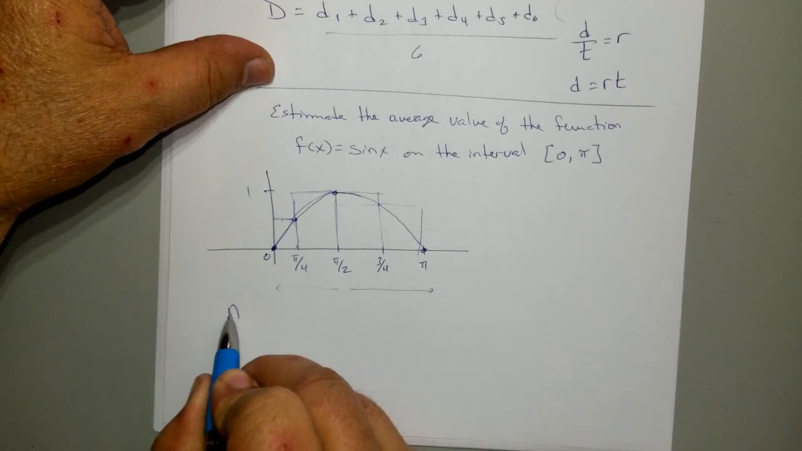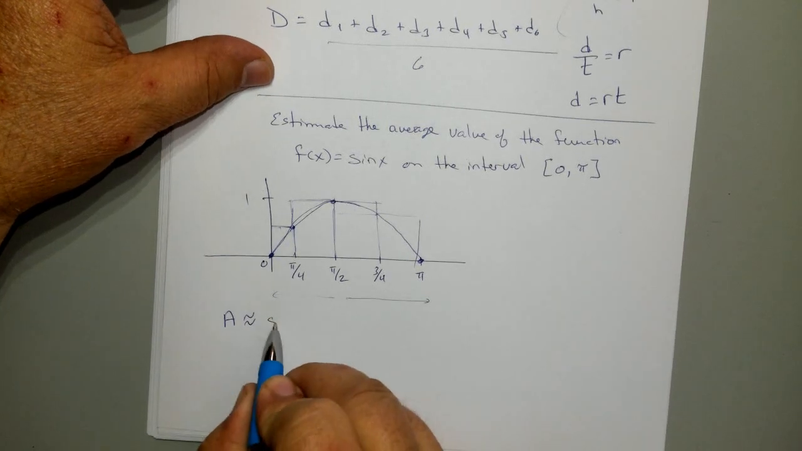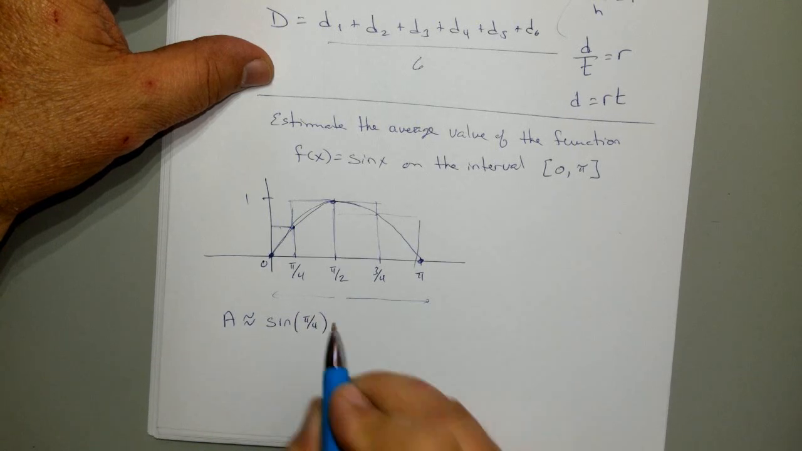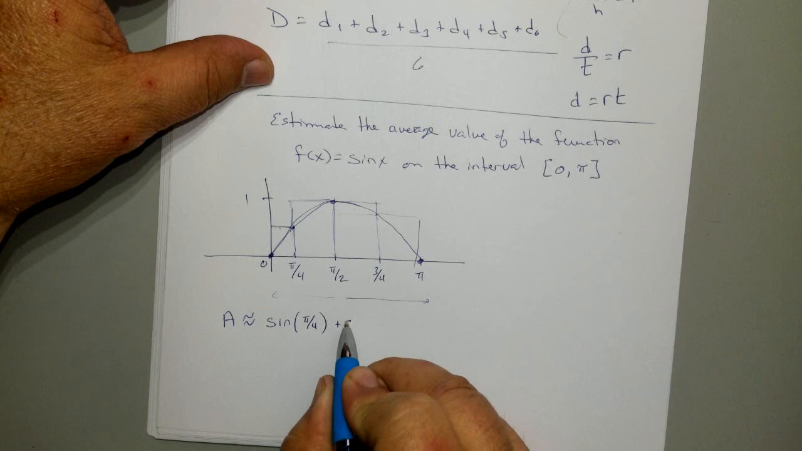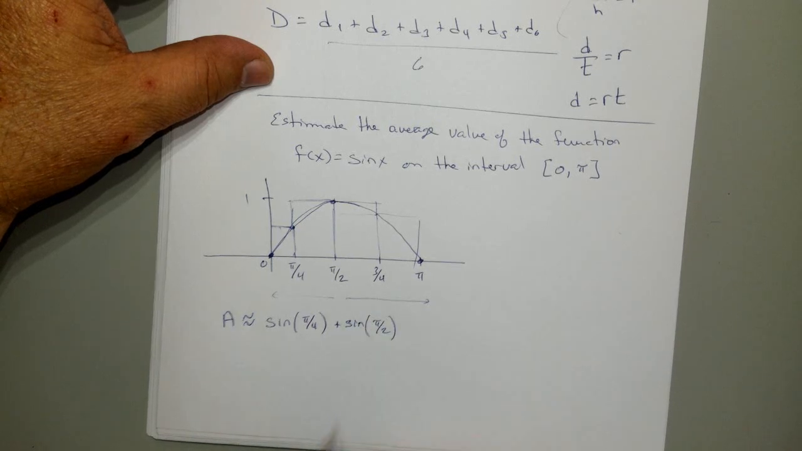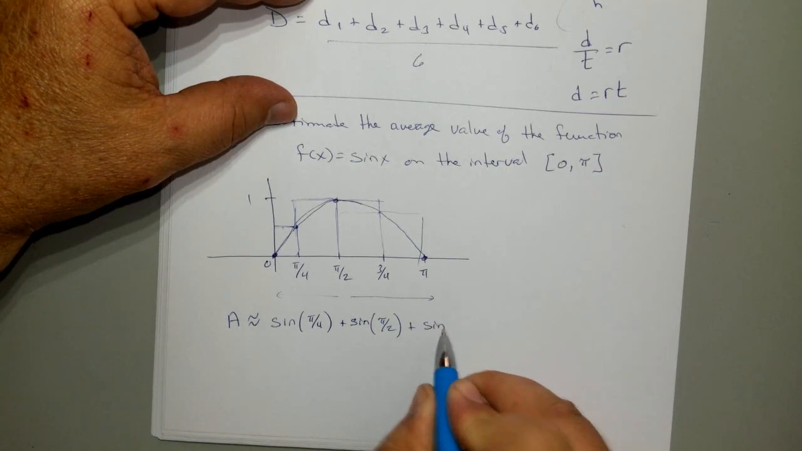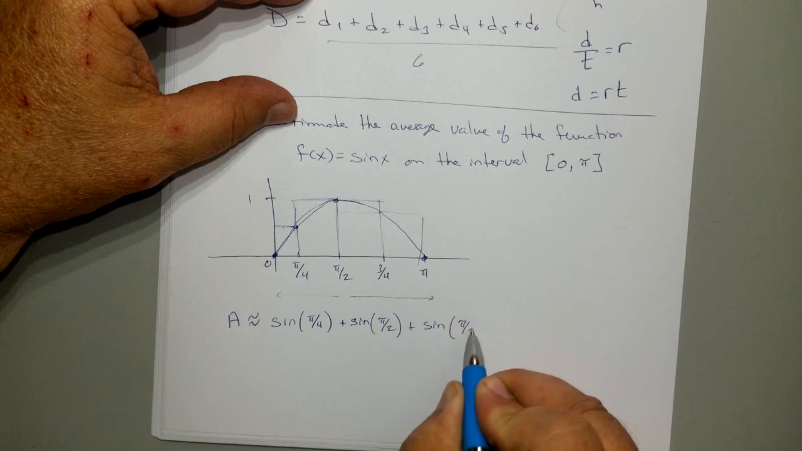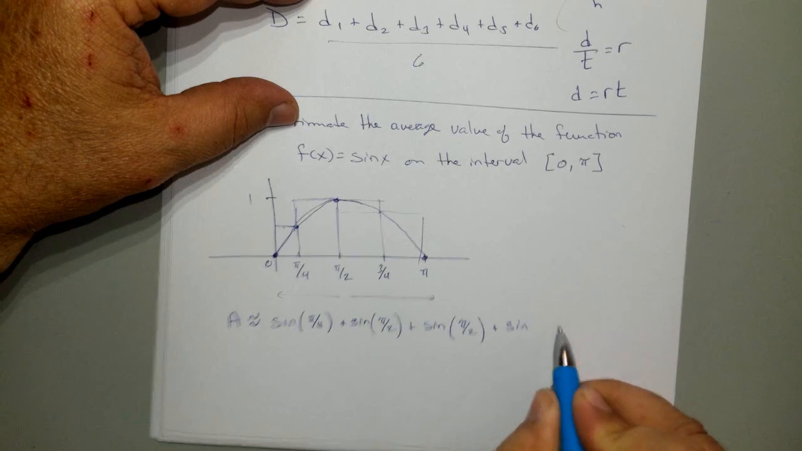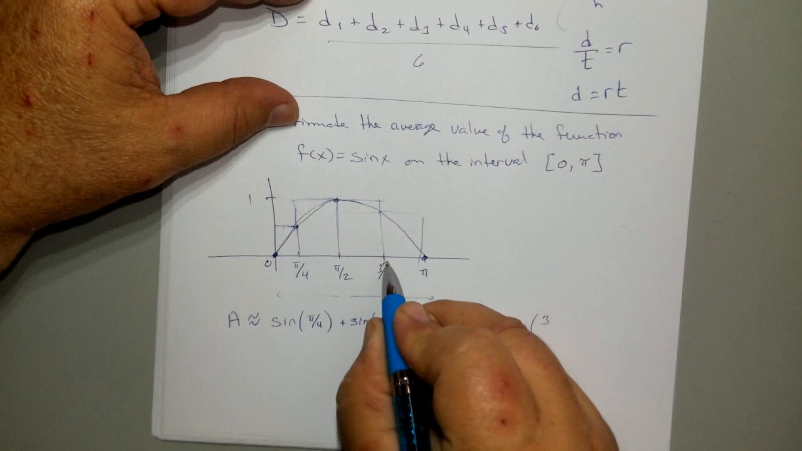So our area would approximately be sine of pi over 4 plus sine of pi over 2 plus sine of pi over 2 and then sine of 3 pi over 4.